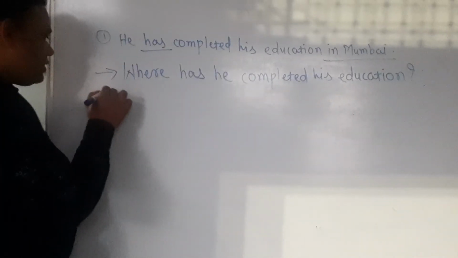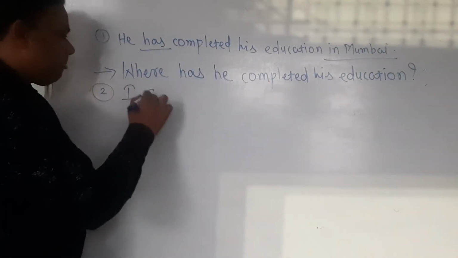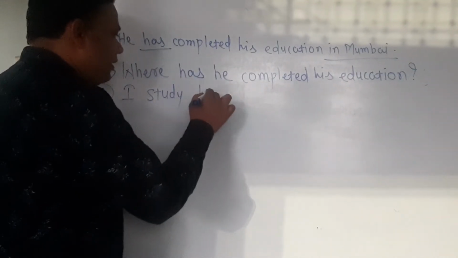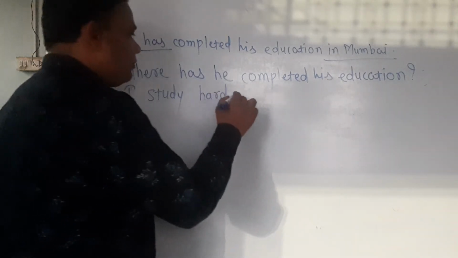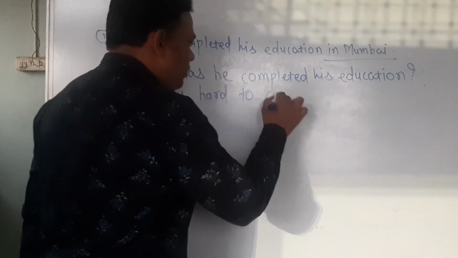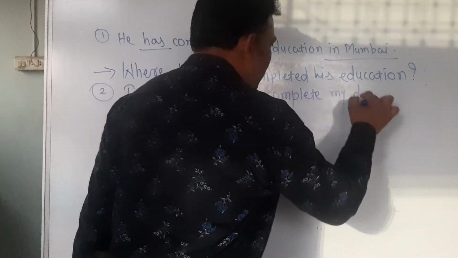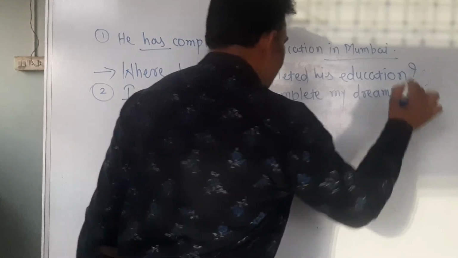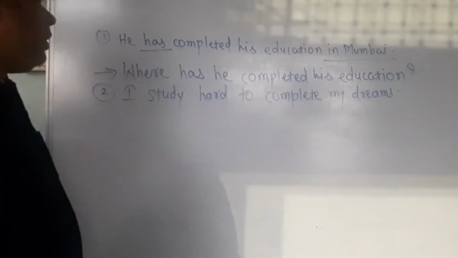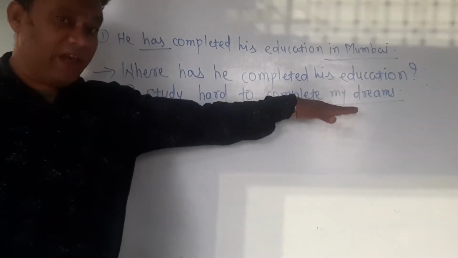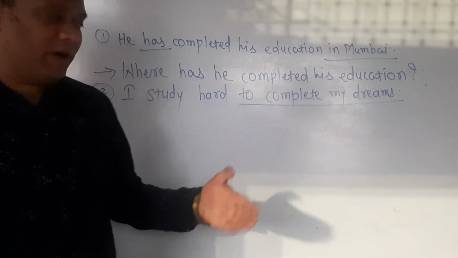One more sentence. I study hard to complete my dreams. Here the underlined part is to complete my dreams. If we want to bring the answer to complete my dreams, then obviously we have to ask the question of why.